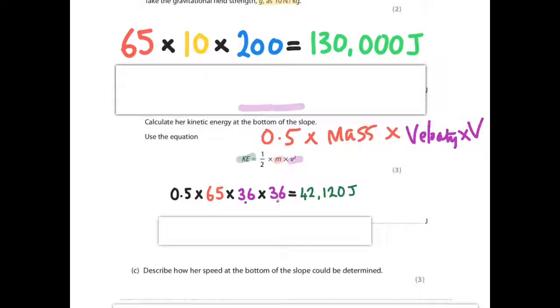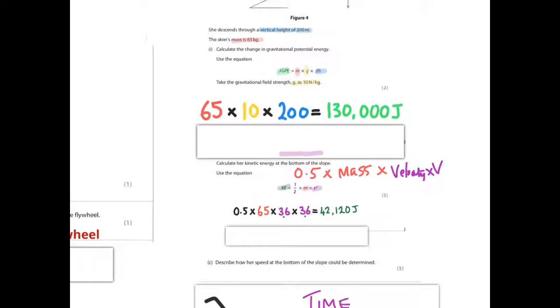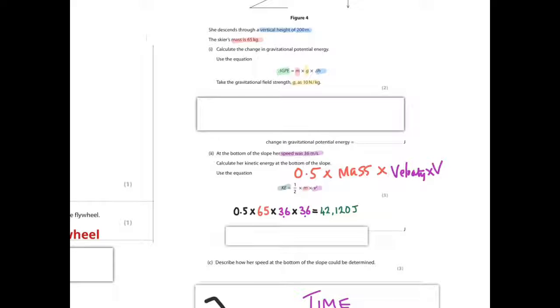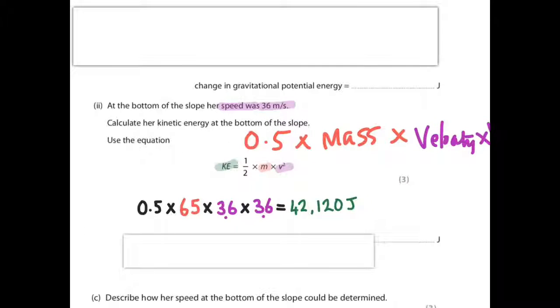So 36 times 36, and that will give you the answer. So 0.5 times 65 times 36 will give you 42,120 joules. Remember, I'm just using the data given to you at the start of the question. 65 goes here, that was the mass, and 36 is given to you in this question. So at the bottom of the slope, her speed was 36 meters per second.